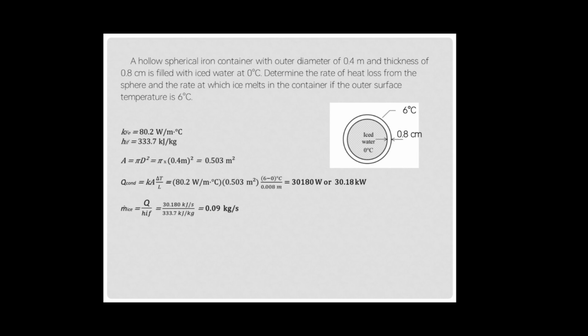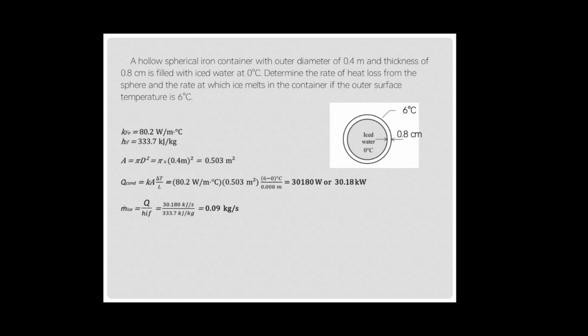and the surface area would be A equals pi times the diameter squared, equals pi times 0.4 meters squared, equals 0.503 meters squared.